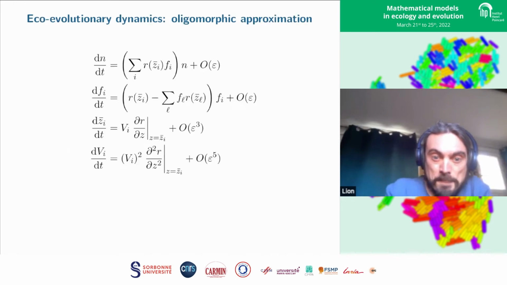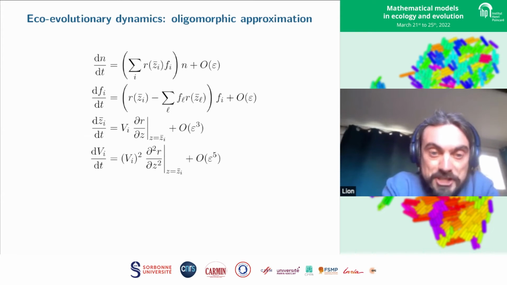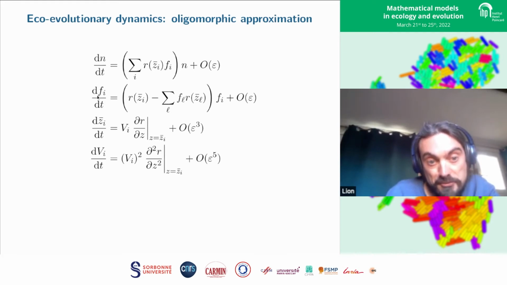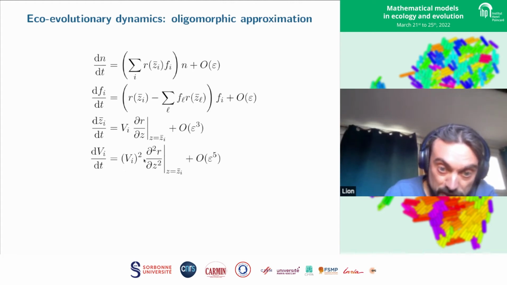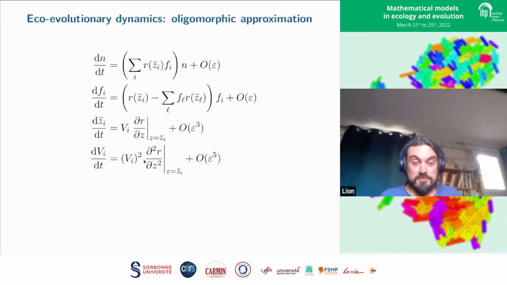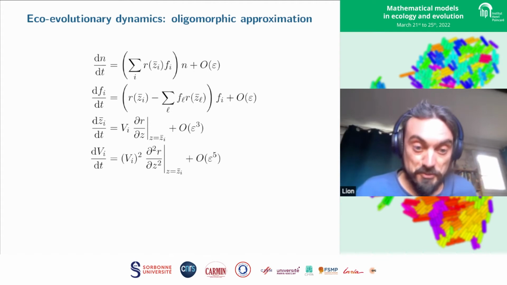And this is what the general system of equations will look like. We'll have some equation for the total density, then for the frequencies of the different morphs. Then a density for each of the morphs, we'll have equations for the morph mean and the morph variance. And here I've used the Gaussian approximation at the morph level, which means that this is where the VI square terms come from. Otherwise, we'll have a fourth order moment that will pop up here.